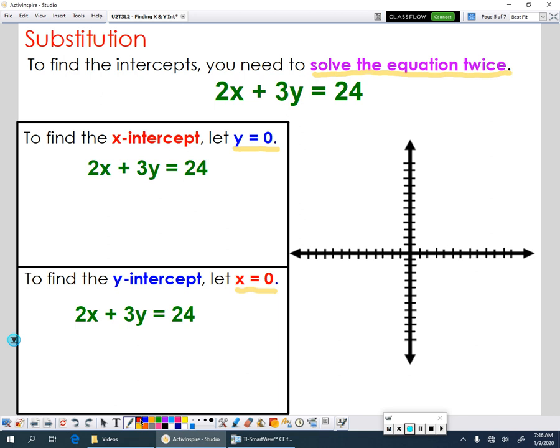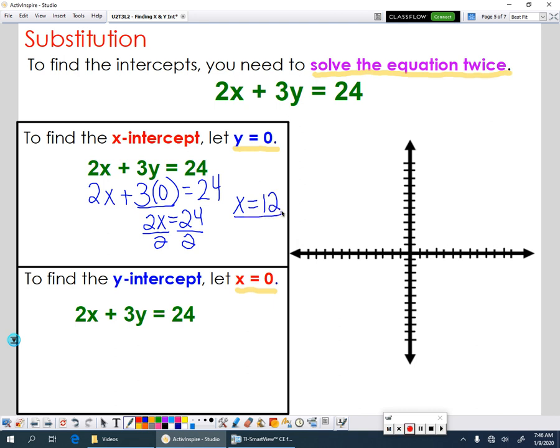So to find your x-intercept, we want y to equal 0. So what we do is we would take this equation, 2x plus 3y, but instead of y, we're going to substitute in that value of 0. Now, 3 times 0 is actually anything times 0 is going to be 0. So what we have here is 2x equals 24. And then when I go to solve this and I do this division, I see that x equals 12.